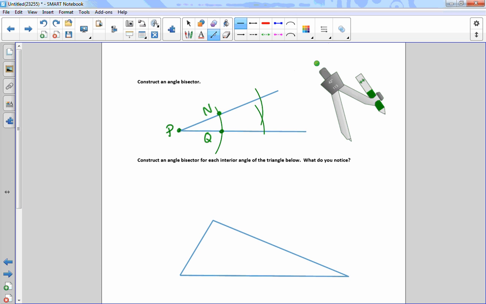Take your ruler carefully and line up with P through perfectly where they intersect. We get two congruent angles, so we need to mark them. This angle is congruent to this angle. So I'll do an arc with a little tick mark so it's not to be confused with the other arcs we drew.